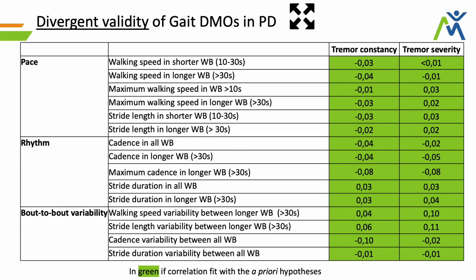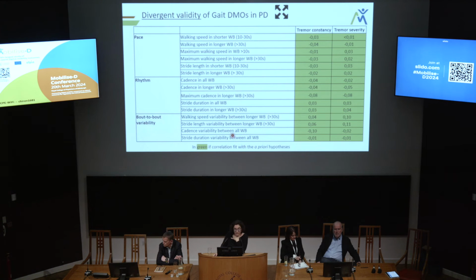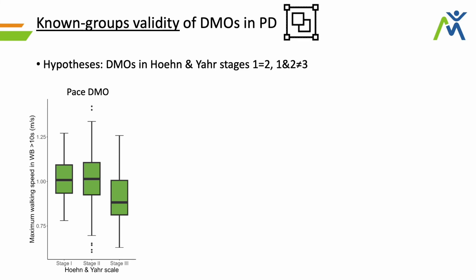This table shows divergent validity of the gait DMOs in Parkinson's disease. Again, we find that all the DMOs have very good divergent validity, and actually this is happening for all DMOs and for all diseases. And here you see the results of known groups validity for some DMOs in Parkinson's disease.